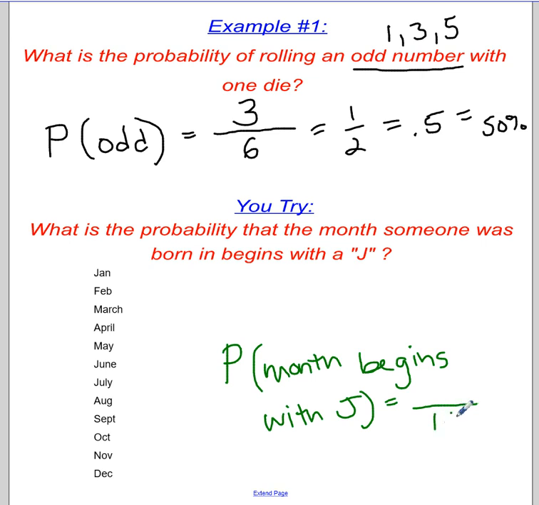So how many total possible outcomes are there? How many numbers are there in my sample space? Or how many months are there in my sample space? 12, right? So I want to know the probability that someone was born in a month that begins with J. That would be January, June, July, right? So there's 3 out of 12, or in other words, 1 out of 4 months that begin with a J. So hopefully you got 1/4.